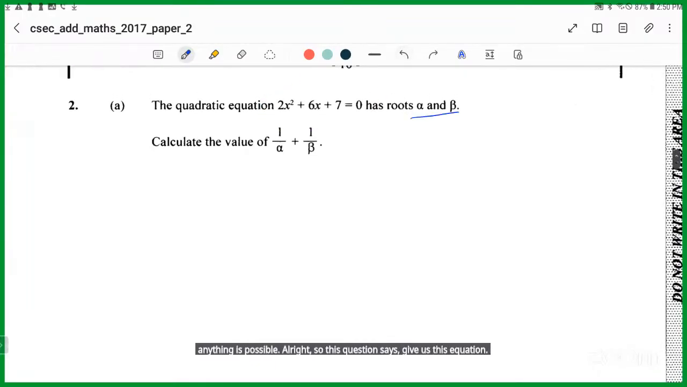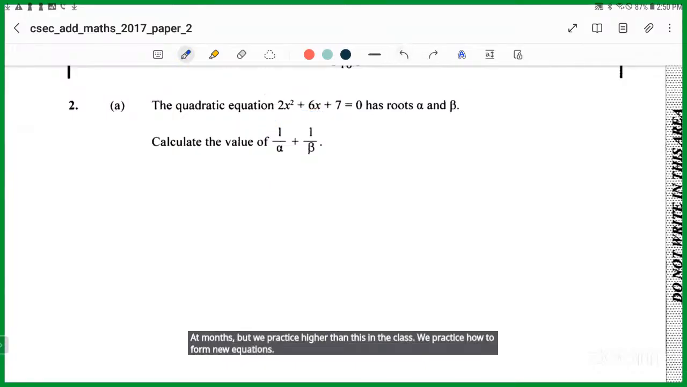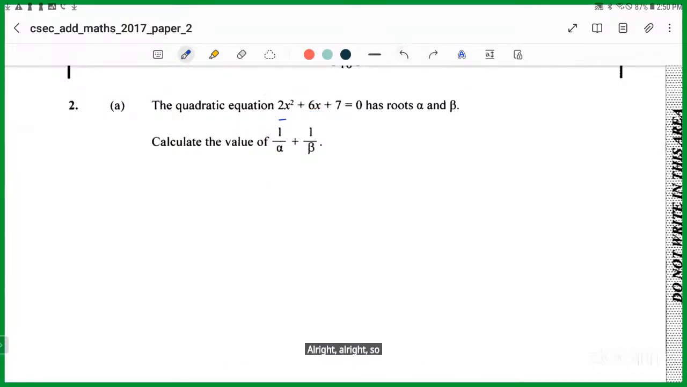Alright, so this question says, they give us this equation. It has roots alpha and beta. And all I want to do is calculate this. And that's a level to which I've been setting it at ADMATS. But we practice higher than this in the class. We practice how to form new equations. Alright? So this is your equation. Then the A is equal to 2, the B is equal to 6, and the C is equal to 7.